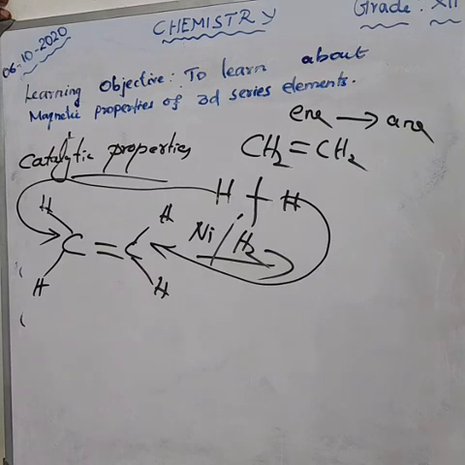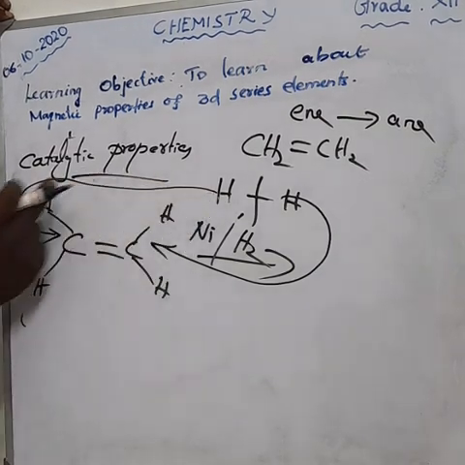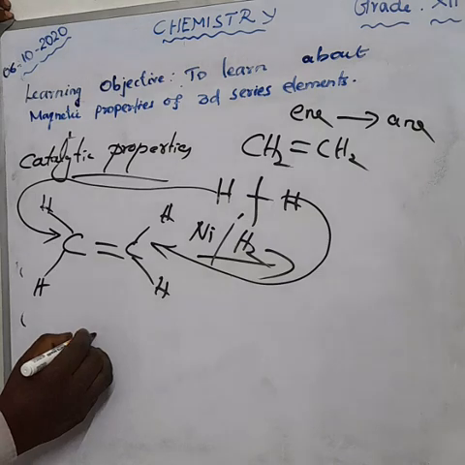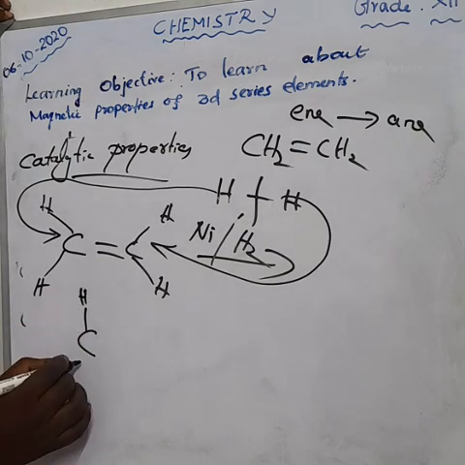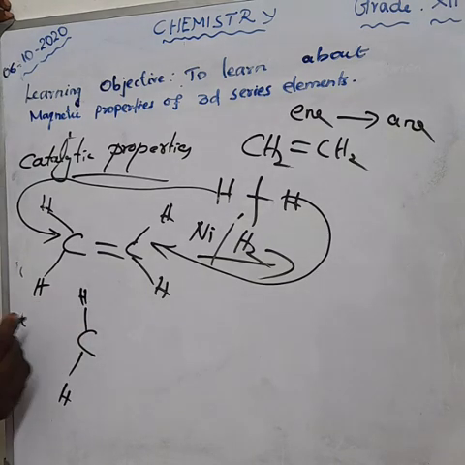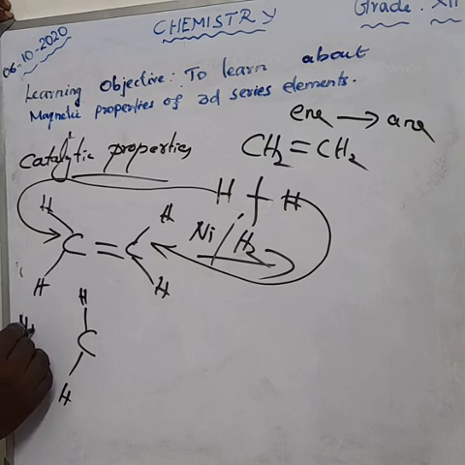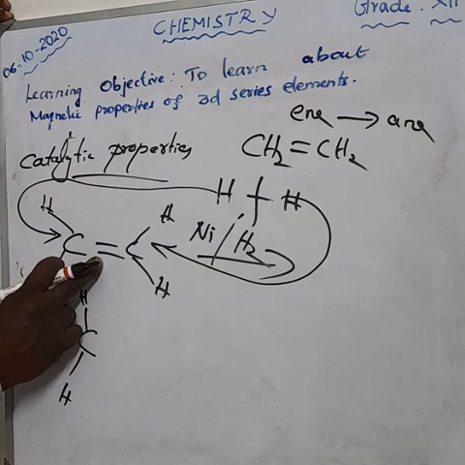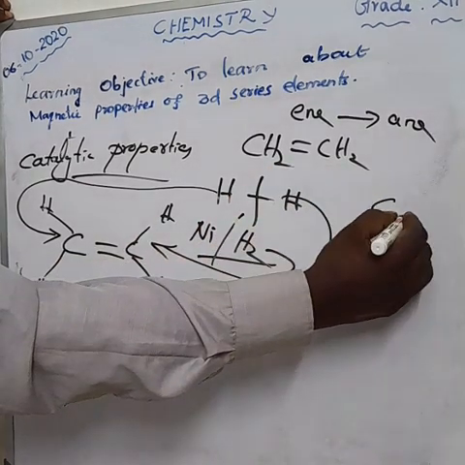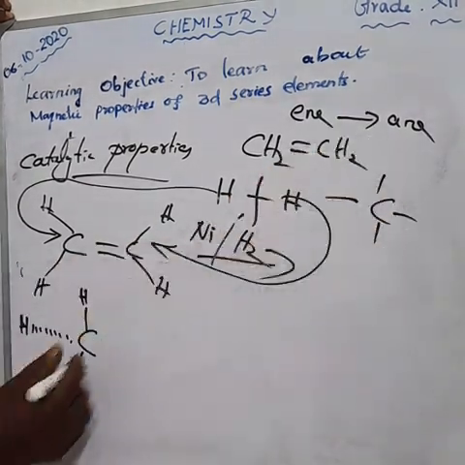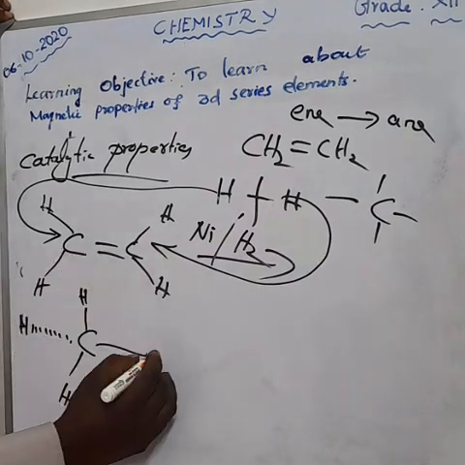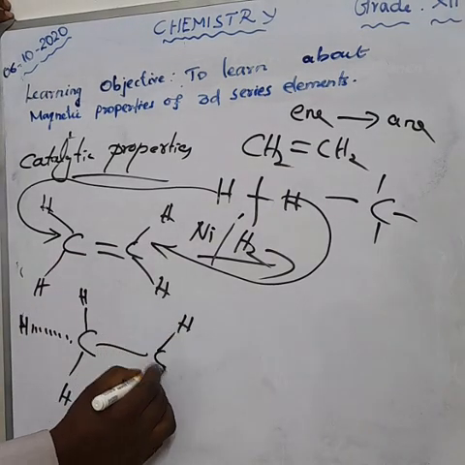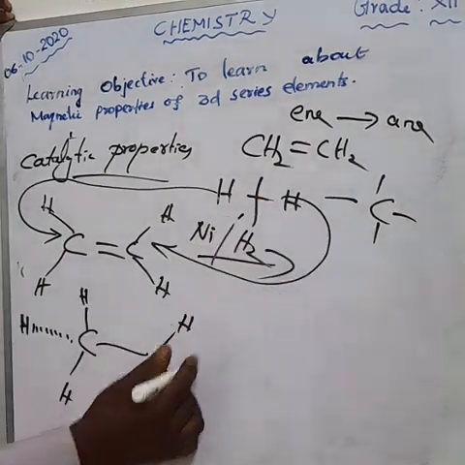So can you say what is the product? The hydrogen will be attached here. So what is the product? You can remember it like that, CH3. The double bond is converted into a single bond. Am I right? Carbon is tetravalent, carbon has a valency of 4. So the double bond is converted into a single bond. This hydrogen will be attached here.